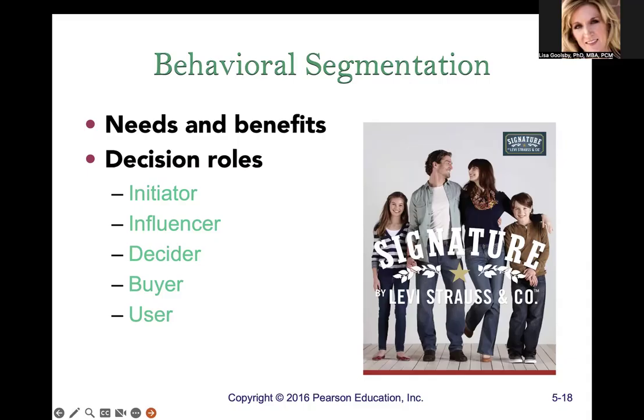And the reason we look at that is we need to understand as companies how these decisions get made. What are the behaviors that these consumers are exhibiting, and how do we help them in that decision process through the marketing strategies that we employ?